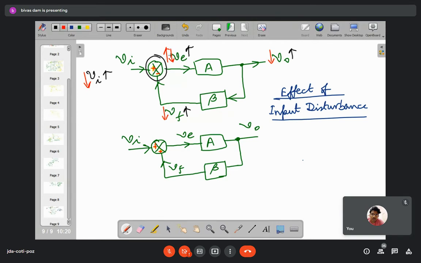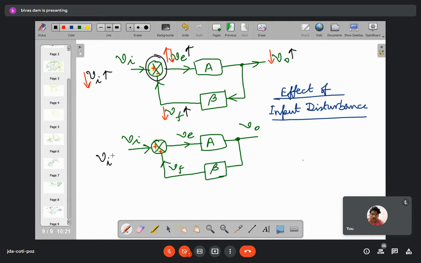Now if I go for the next one. Here. So VI input. Sir, VF increase korlo to VE decrease korlo, kintu sir tar pore VE decrease korlo bole VF o decrease korbe to sir VE tar pore increase hoye jabe na.